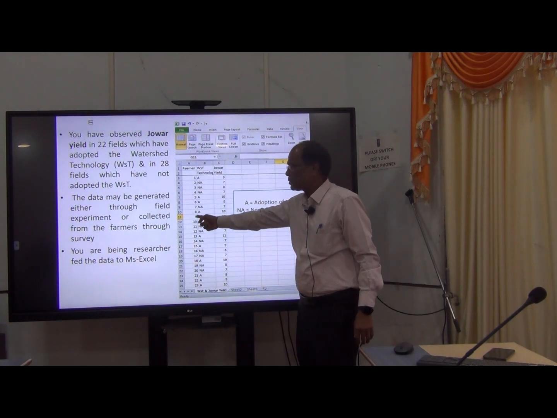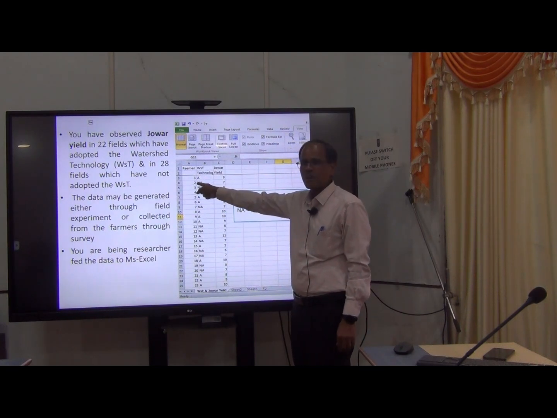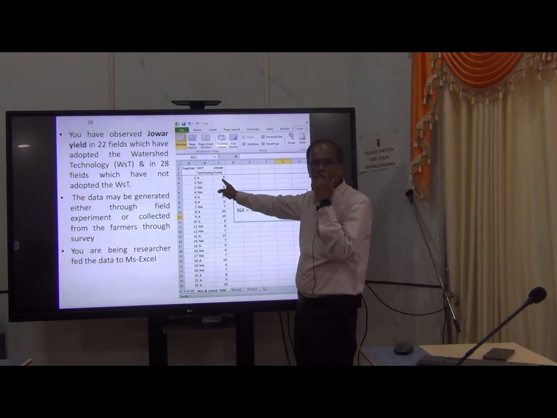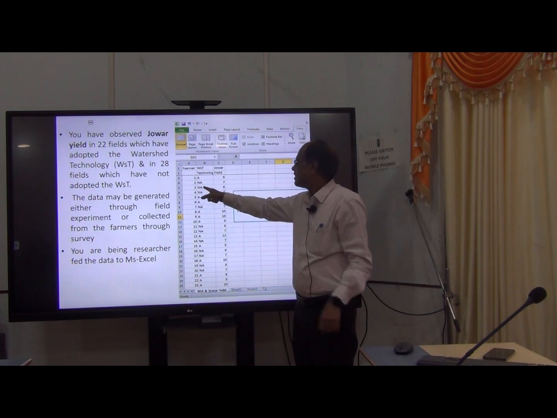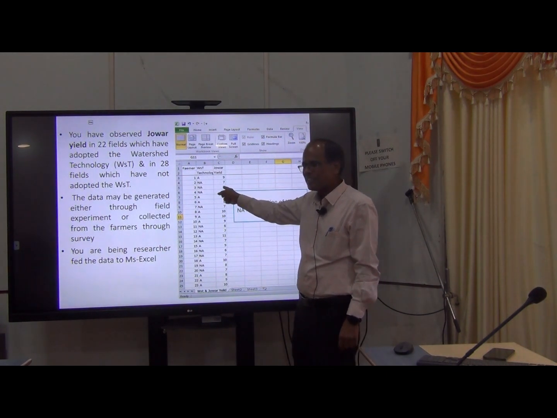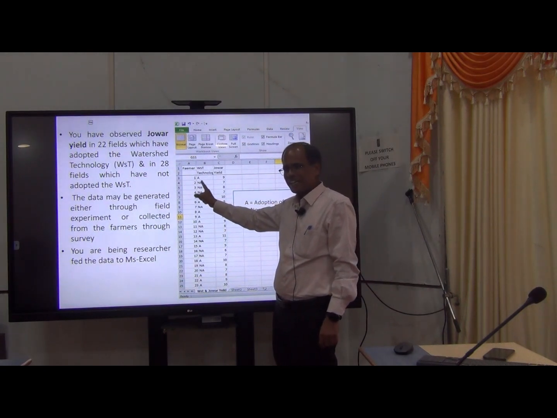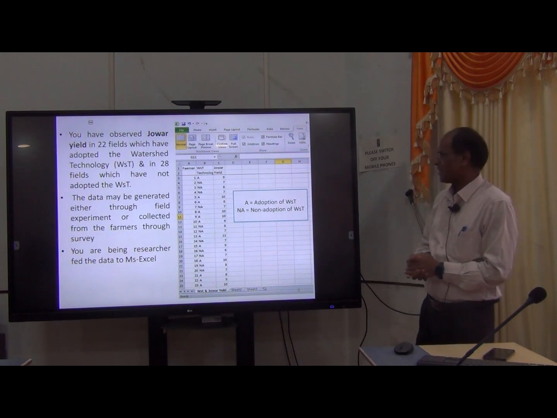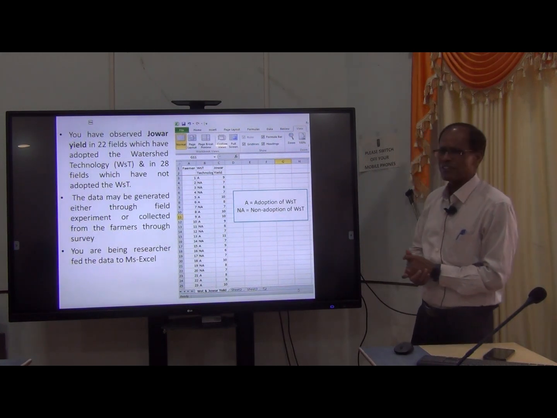Farmer number 1, 2, 3, 4. Farmer 1, first farmer, sample 1: A means adopter. He has obtained a jawar yield of 9 quintals. Sample 2, non-adopter, obtained a yield of 7 quintals. 3, non-adopter. See, this is how. A is adopters of watershed technology, NA is non-adopters.